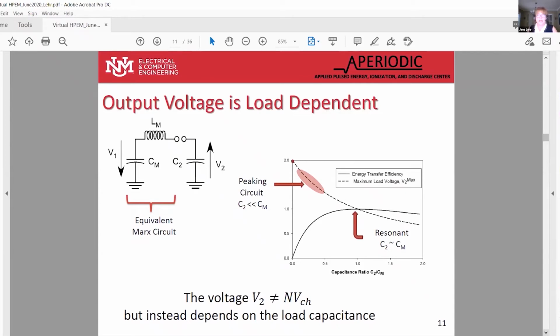The other side is a peaking circuit, where the load capacitance C2 is much less than the Marx capacitance, and the voltage can get much higher. What we see here, though, is that the voltage is not equal to the open circuit voltage. In fact, it depends heavily on the load capacitance. Okay, now we can make an equivalent diagram for the resistive case if we choose.